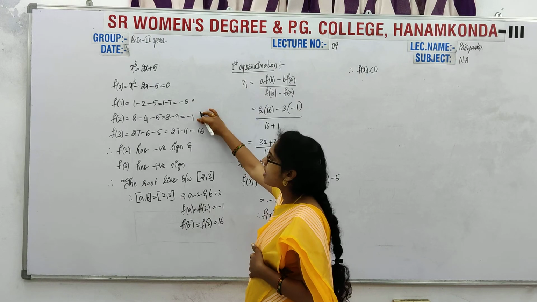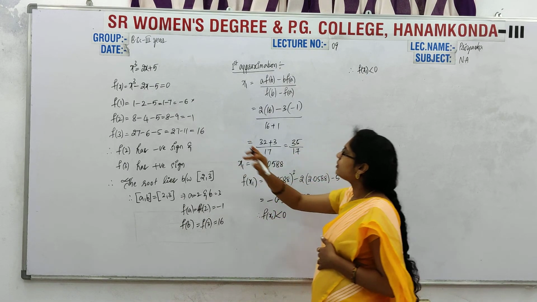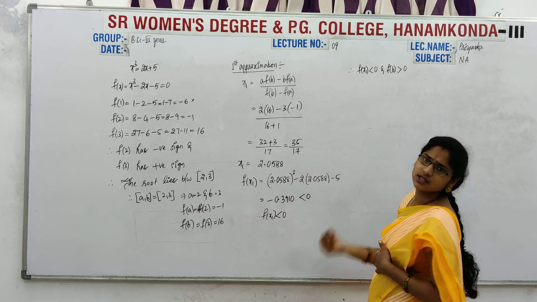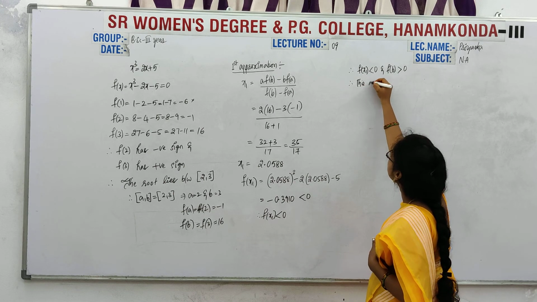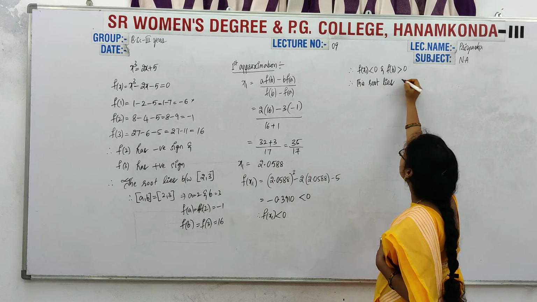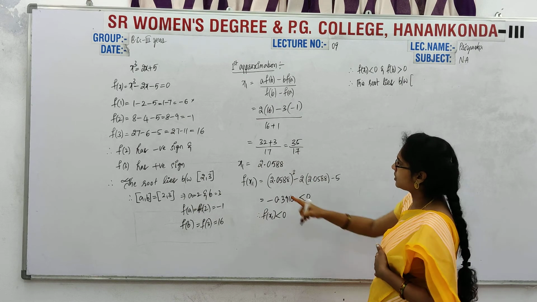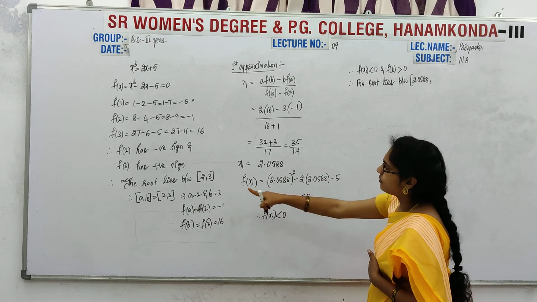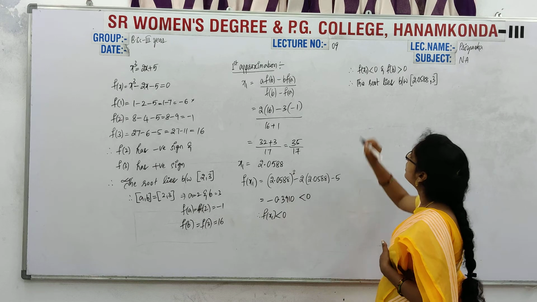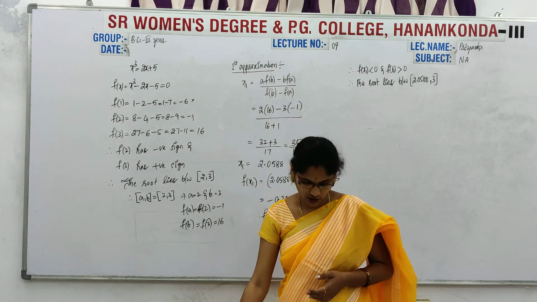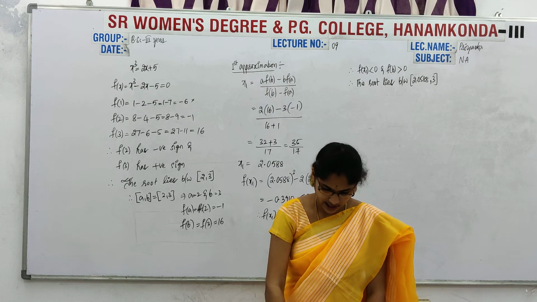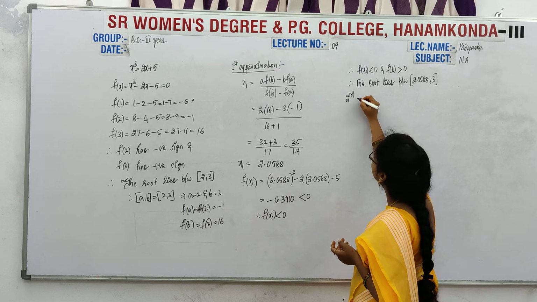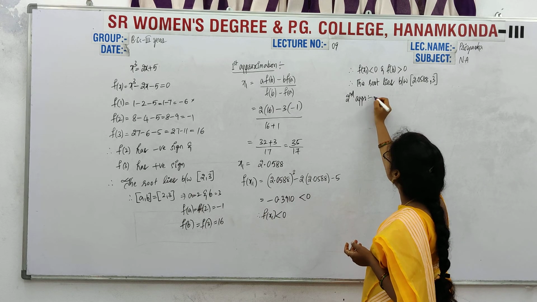So that's why we have to ignore this value f of 2, and f of b is greater than 0. Therefore, the root lies between 2.0588 comma, what is the other value? 3. Okay. Now this is nothing but the first iteration. Now we have to go for the second iteration, otherwise called the second approximation.